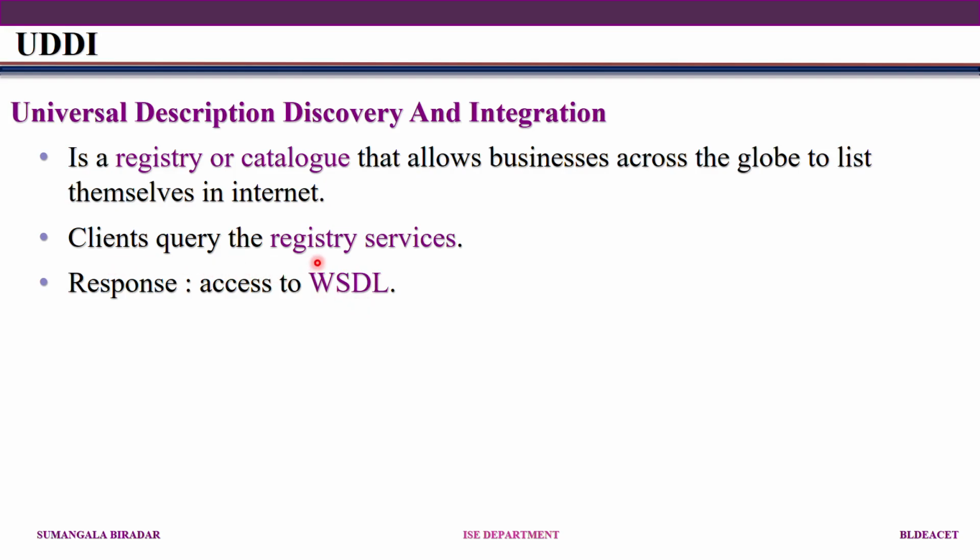When the client requests the registry services, then this UDDI allows the response to access this WSDL, and there the client will get to know where that particular service is available, how I can access those services, and who the service provider is. That information you will get.